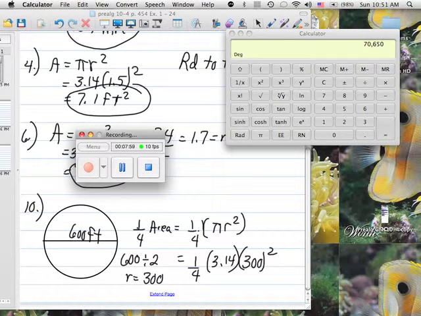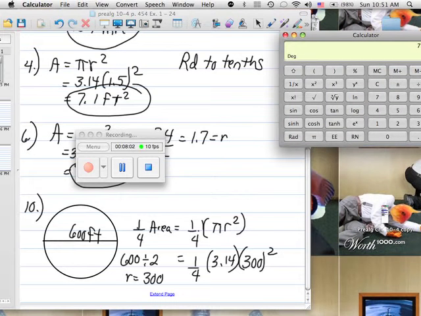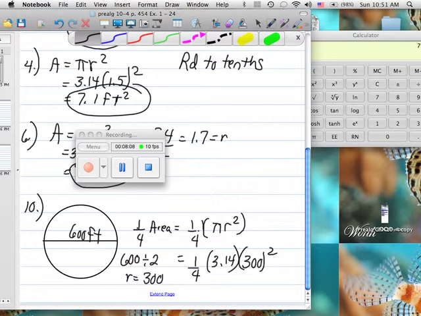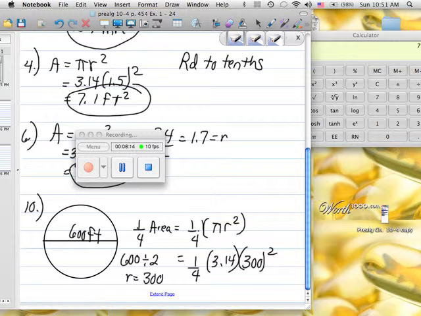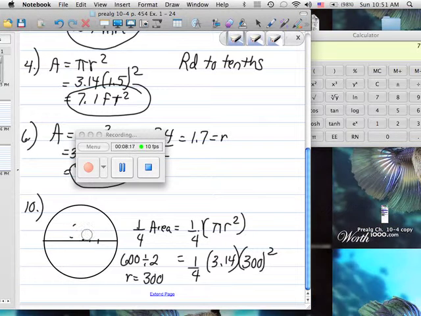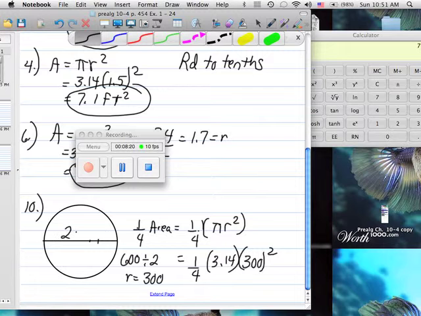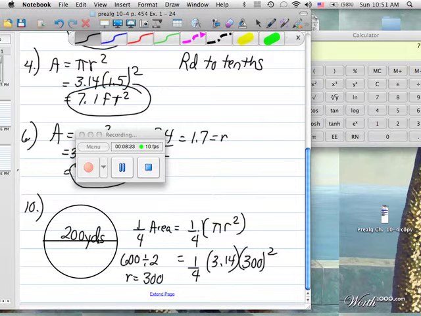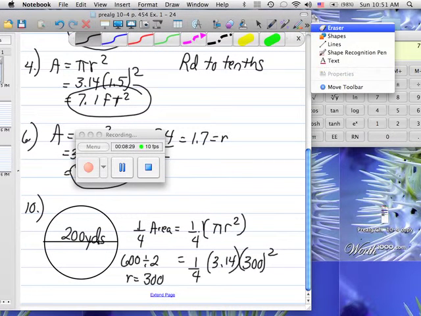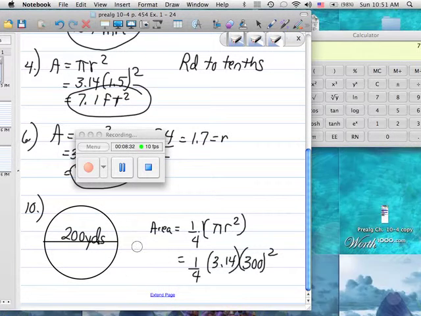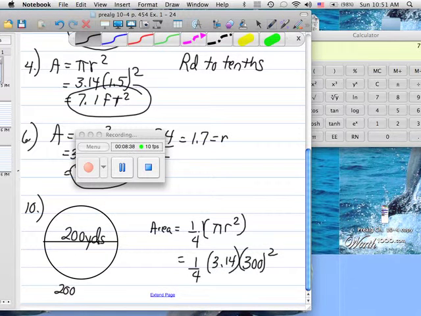Okay, we're going to go back here for a second and finish this problem and change it. I just realized we have to give the answer in terms of square yards. So we'll go back and change 600 feet to yards. So 600 feet divided by 3 is 200 yards. And the radius would be divided by 2, the radius is 100 yards.